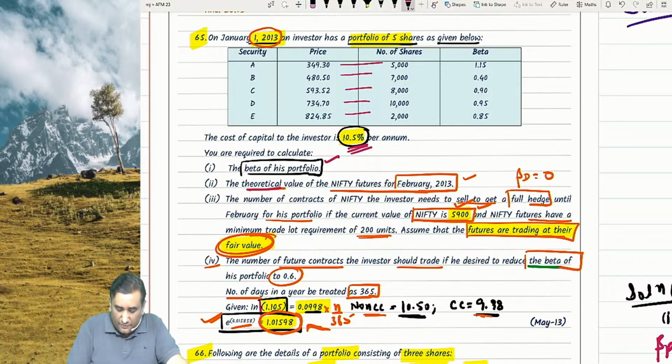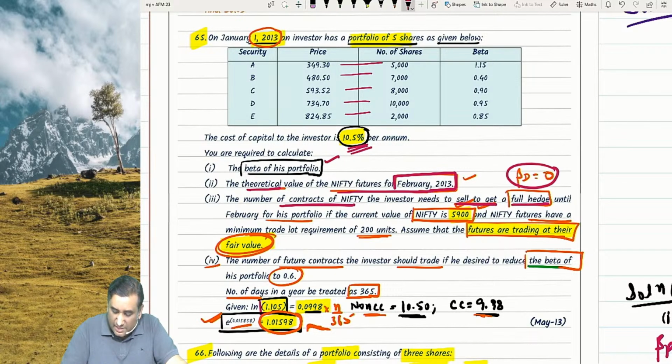He says, second, calculate the theoretical value of the Nifty contract for Feb. Then the number of Nifty contracts the investor needs to sell to get a full hedge until Feb, for his current portfolio value. Nifty is at 50900, and Nifty futures have a minimum lot size of 2. Assume they are traded at their fair value, that means AFP and TFP are the same. Then the fourth part: how should the Nifty futures contract trade if he desires to reduce the portfolio beta, with desired beta of 0.6. Number of days in a year is 365.